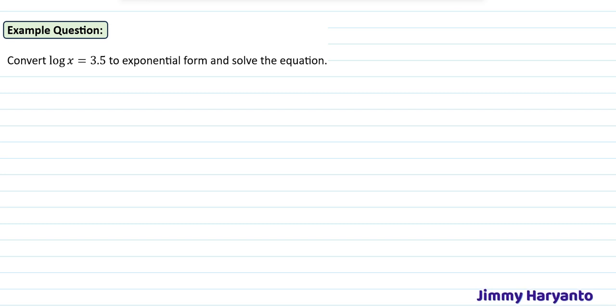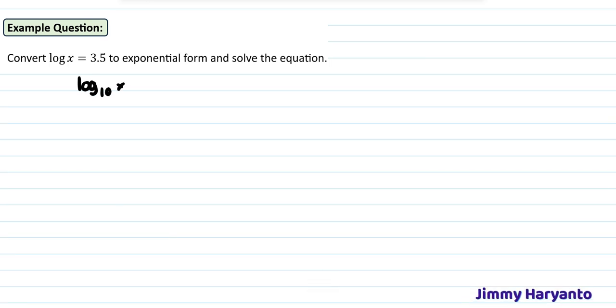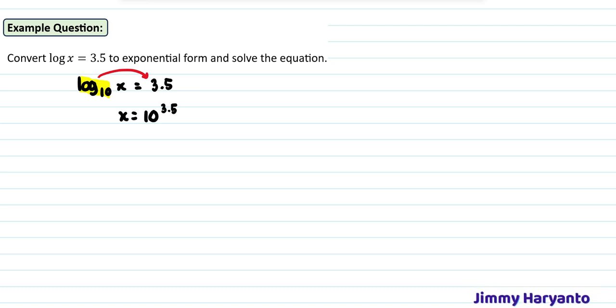Next, for this one, we have to convert log x equals 3.5 to exponential form. Logarithm of x means log base 10 of x equals 3.5. We only have to move this log 10 to the right hand side, and it will become 10 to the power of 3.5. That is the idea of converting logarithmic to exponential form. You just do the algebra.